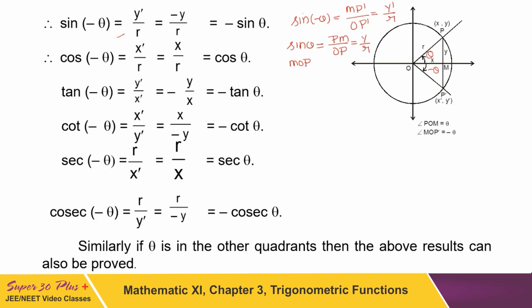As we know, Y dash is equal to minus Y. So we can write sine of minus theta is equal to Y dash upon R, which is equal to minus Y upon R. And Y upon R is sine theta. So we can say sine of minus theta is equal to minus sine theta. Similarly, we can find that cos of minus theta is cos theta, tan of minus theta is minus tan theta, and so on. And similarly, if theta is in the other quadrants, the above results can also be proved.